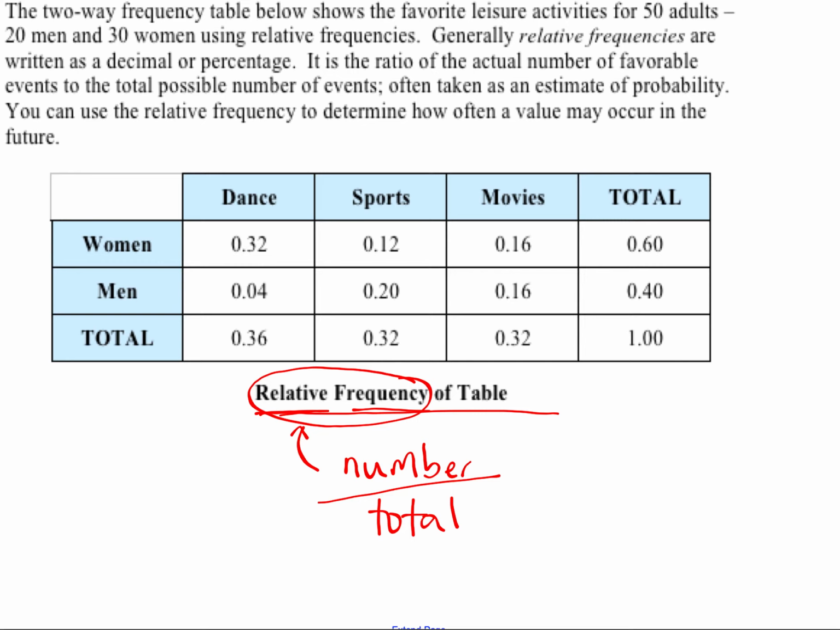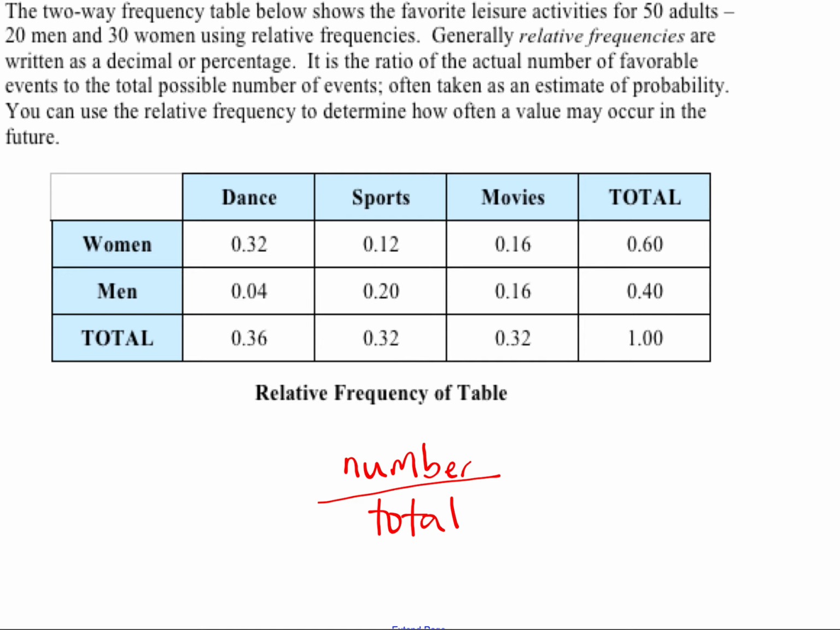The two-way frequency table below shows the favorite leisure activities of 50 adults, 20 men and 30 women, using relative frequencies. Relative frequencies divide by the total. Generally, relative frequencies are written as a decimal or a percentage. It is the ratio of the actual number of favorable events to the total possible number of events, often taken as an estimate of probability. You can use the relative frequency to determine how often a value may occur in the future. Yeah, this definitely ties into probability from 7th grade. These would be the experimental probabilities.